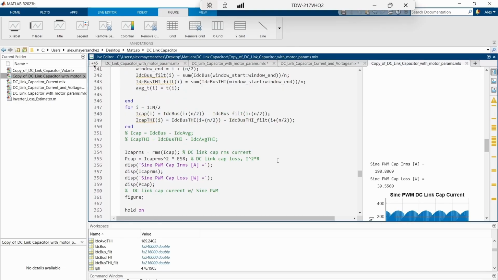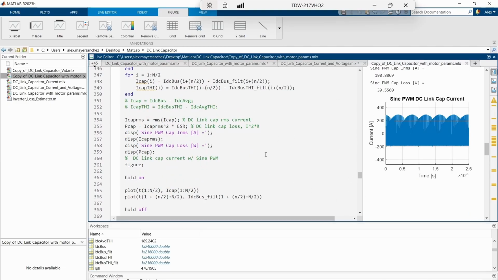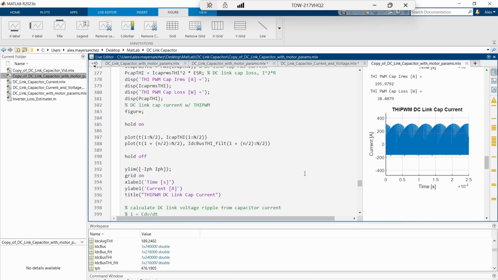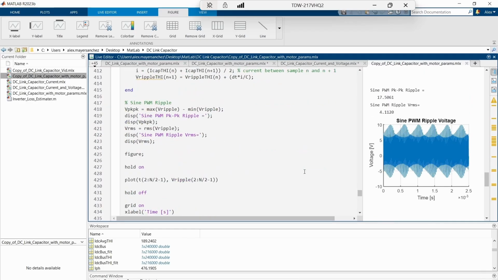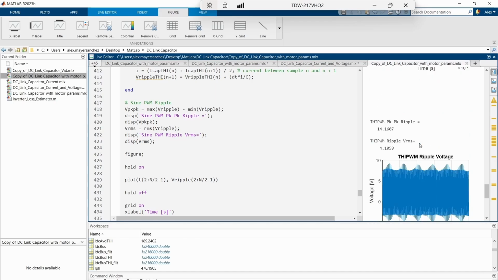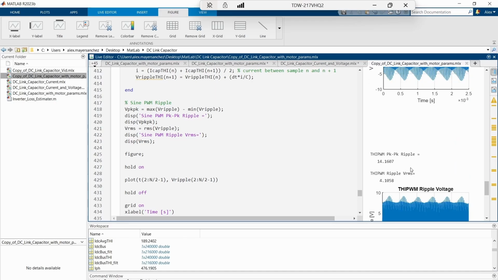Again, like in the last video, we talked about all the DC link cap stuff. So now we have the sine PWM cap IRMS, which is 200 amps. So then with the ESR we calculated, we get 40 watts of loss in these DC link caps. And now we can see the voltage ripple due to the parameters we input with sine PWM and third harmonic injection PWM. You can see the third harmonic injection PWM improves the voltage ripple.